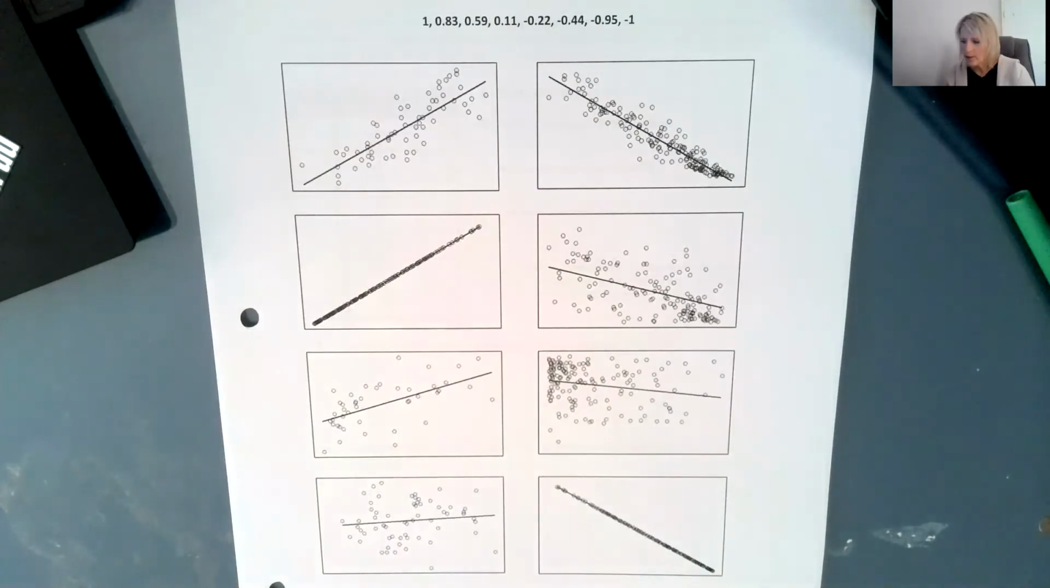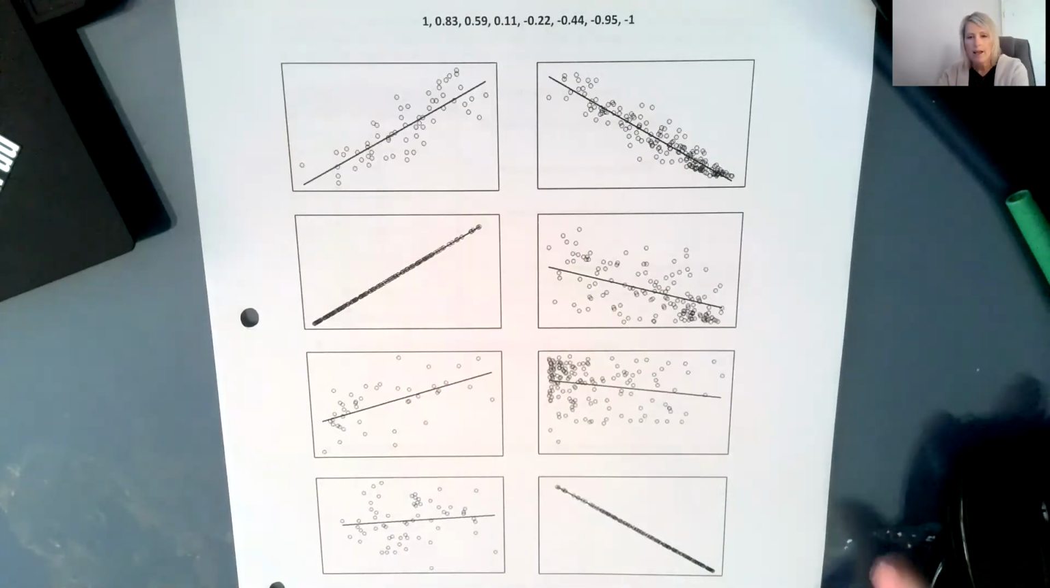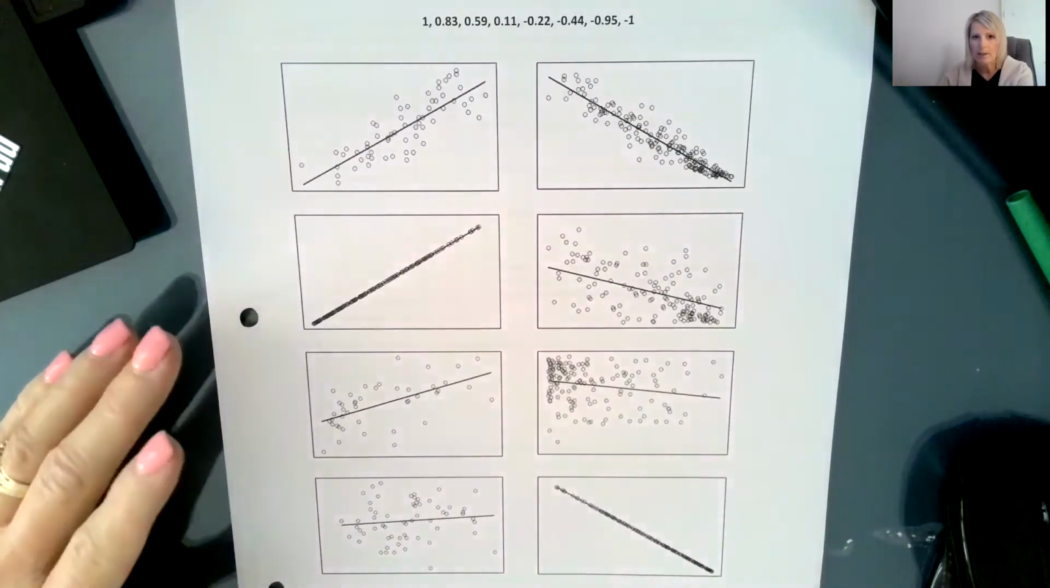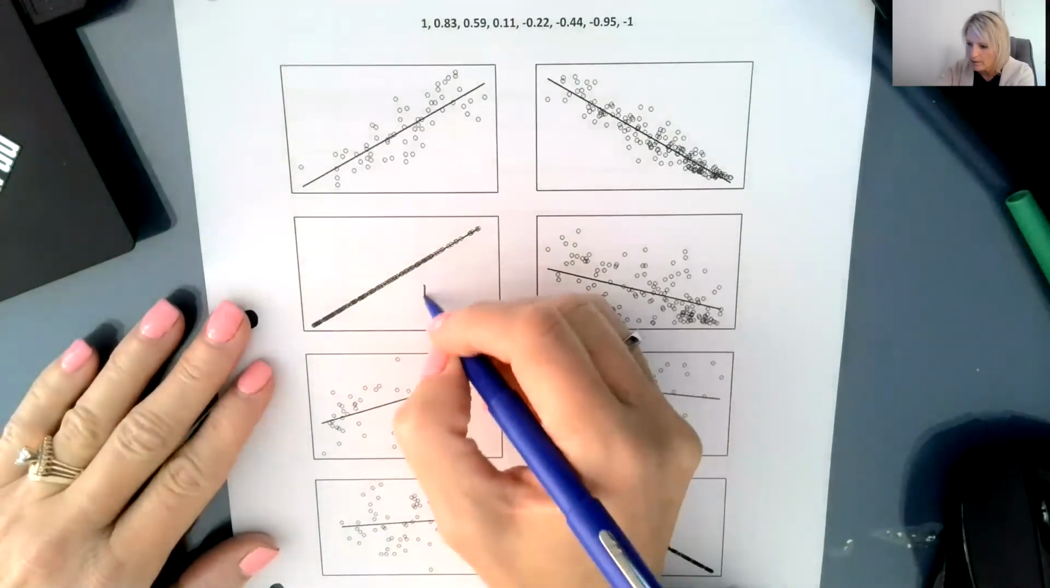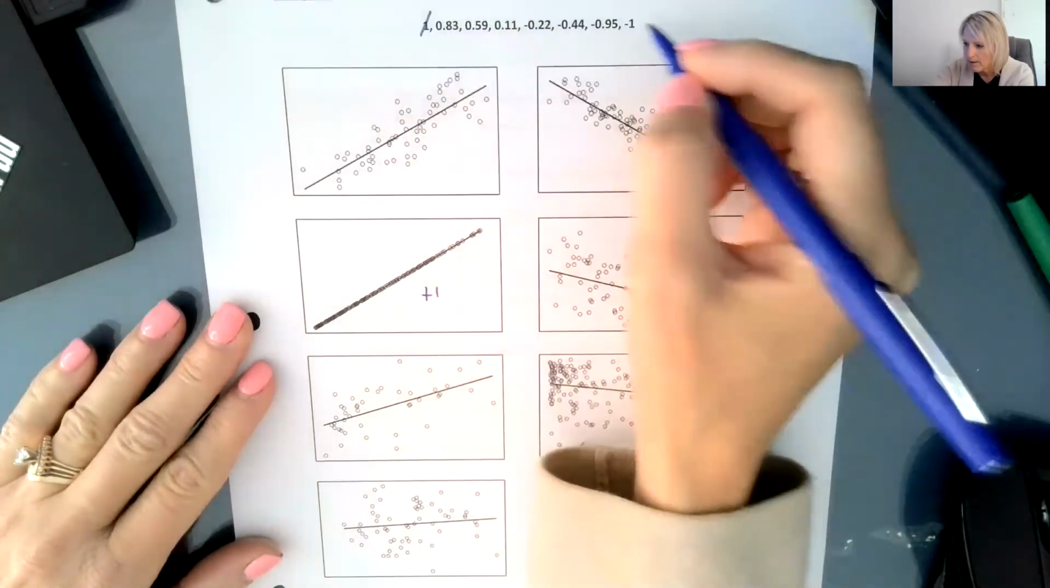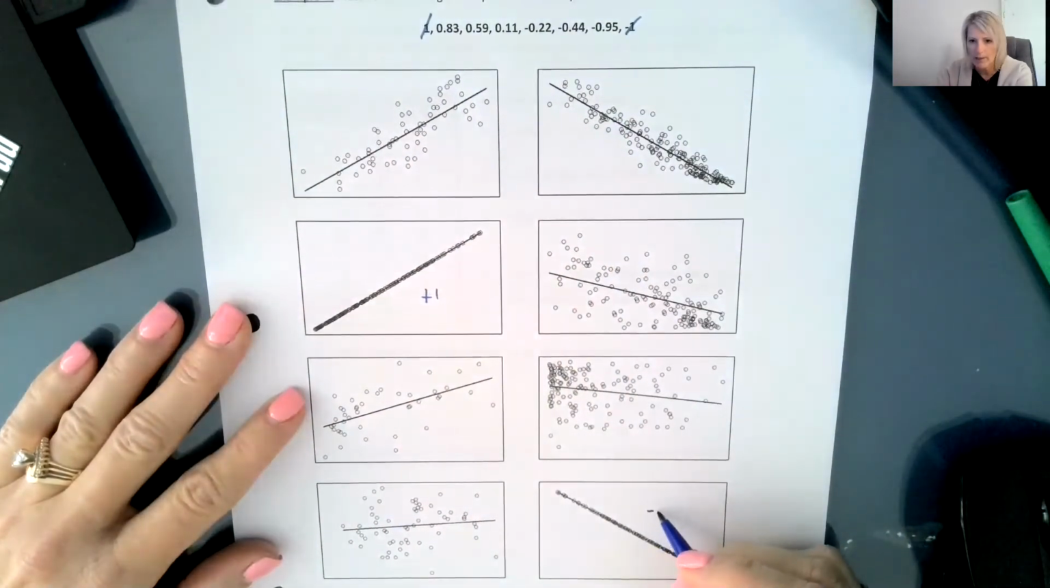Okay, so hopefully you've done your best guess effort here. I would say the first two I would start with are the ones that I know are the perfect positive and perfect negative. So this is the perfect positive, and this one is the perfect negative.